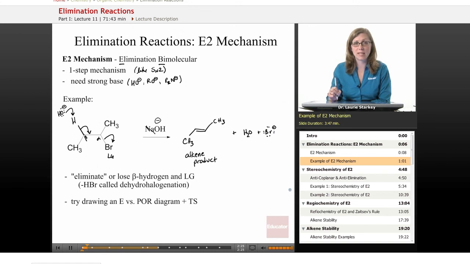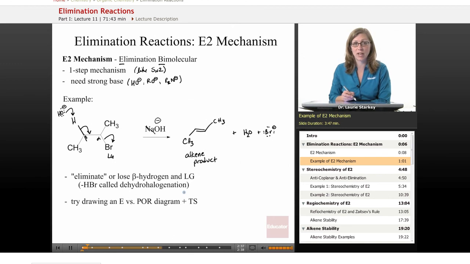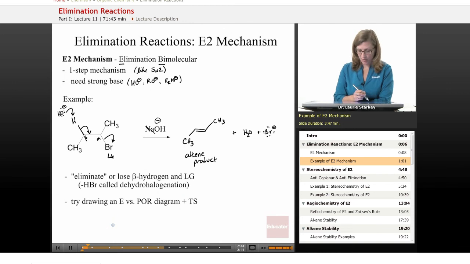So this is described as an elimination reaction because you have eliminated both the beta hydrogen and the leaving group. We lost HBr, so sometimes this reaction is described as a dehydrohalogenation because you've lost the hydrogen and the halogen. What do you think an energy versus progress of reaction diagram would look like?